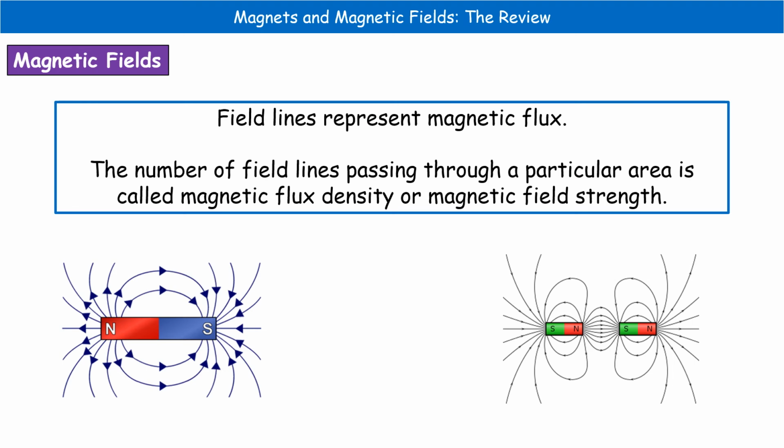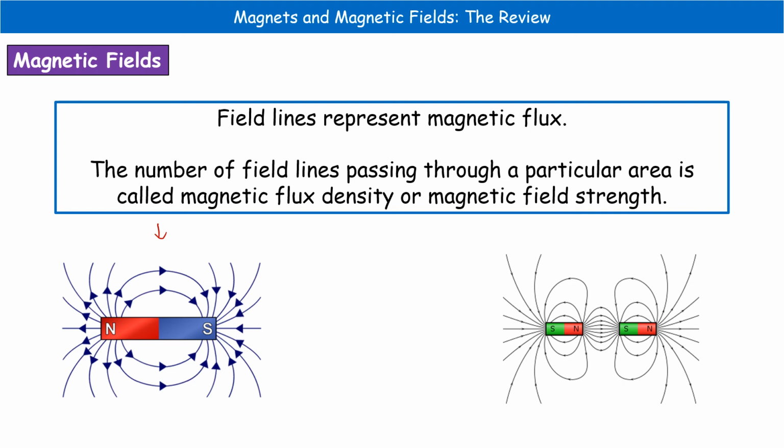Surrounding our magnets, we have these things called field lines, and the field lines represent magnetic flux. So what we will actually see are these pictures down at the bottom. If we look at the one on the left first of all, this is a single bar magnet, and they can ask you to draw these field lines.